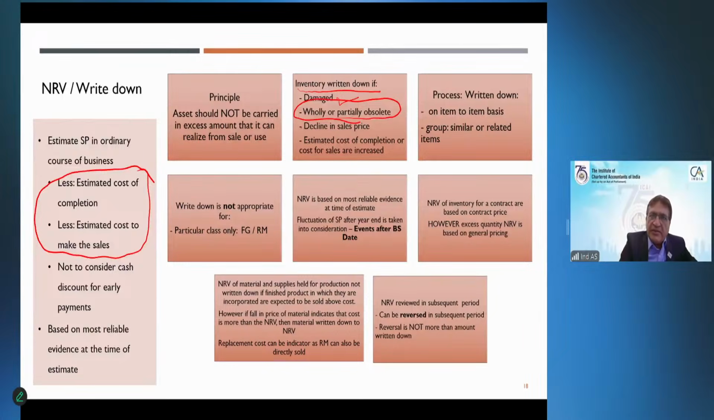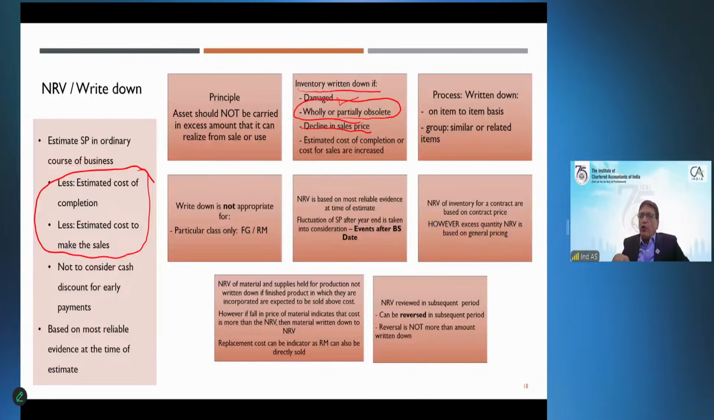Decline in sale price. If there is a decline in sale price, what I mean to say is that your profit has been taken out. If your profit has been taken out, that means your cost of inventory might not be realizable. So sale price reduction is an indication. Similarly, if the goods are damaged or goods are obsolete.